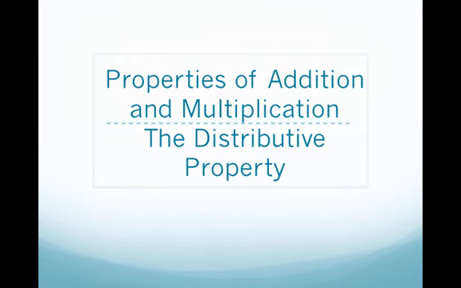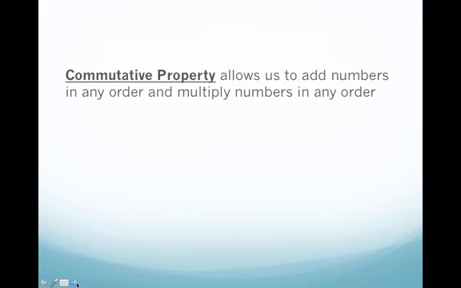So let's go ahead and start with the commutative property. This is a property that we use for addition and multiplication that allows us to add numbers in any order. And I said multiplication because we can multiply numbers in any order. Let me show you an example and then I'll give you a way to easily remember this.